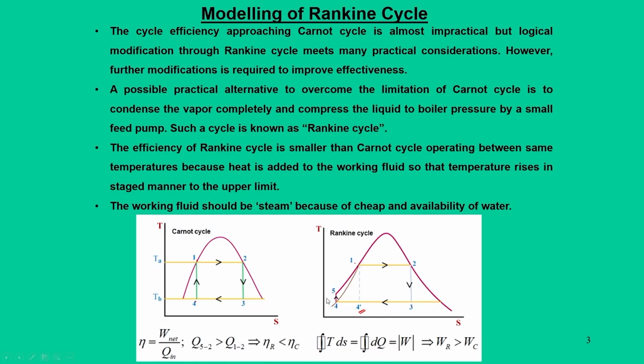What it means in terms of practical utility is that at point 4 dash the state of the working fluid is in the liquid-vapor region. When you move to point 4, it is now saturated liquid, and handling saturated liquid is much easier than handling a liquid-vapor mixture, and the pumping process will also be easier. So, because of these reasons the Carnot cycle was shifted to the Rankine cycle.